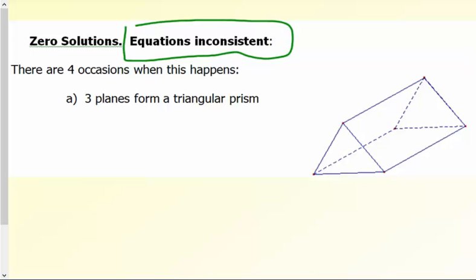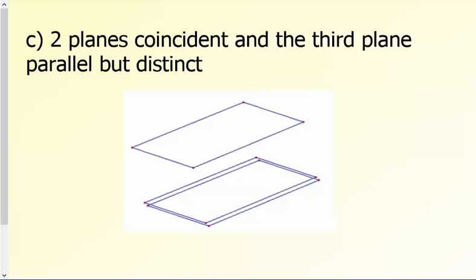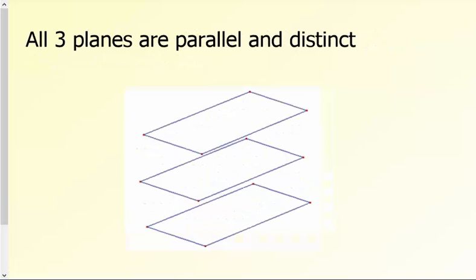So which of the cases is it? We've got a triangular prism of planes, two planes being parallel and one distinct, two coincident and one parallel, and three parallel. So have a look at those equations, look at the gradients of the normals, and try to decide which of the four cases it is.